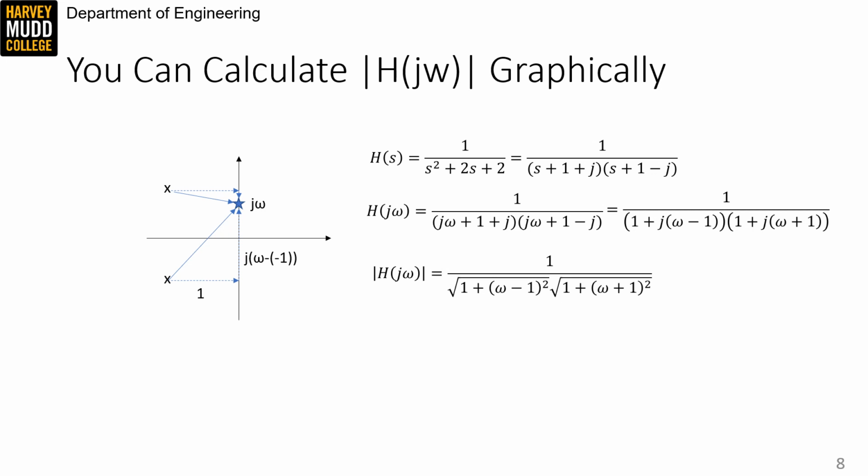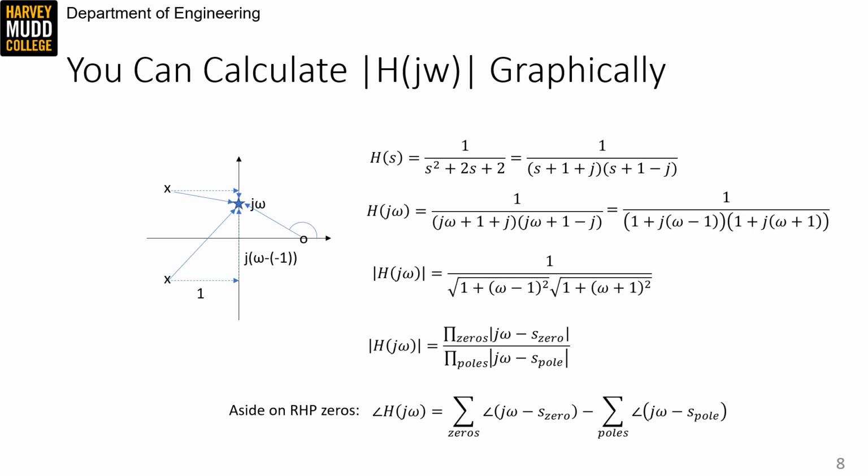We can take the magnitude of this expression, and in doing so we find that the denominator of this magnitude is the product of the lengths of the vectors from the poles to j omega. And that generalizes to any transfer function. The magnitude at a point on the s-plane, which I've labeled as j omega in our case, is the product of the lengths of the vectors that point from zeros to the point in question, divided by the product of the lengths of vectors pointing from poles to the point in question. So we can understand the behavior of our magnitude just by looking at the lengths of a bunch of vectors on the s-plane.